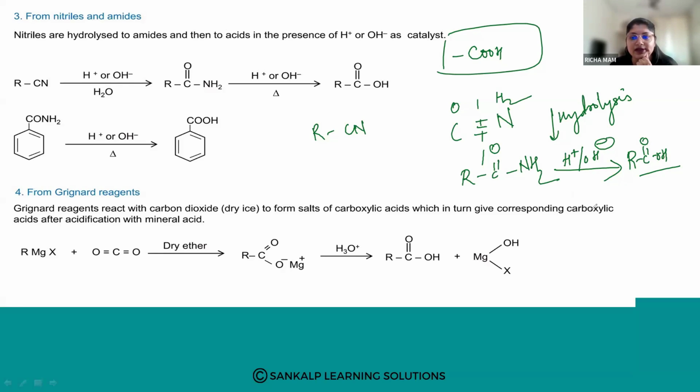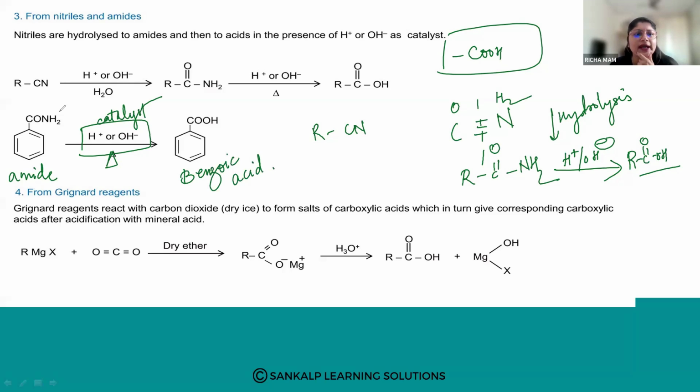Okay, fine. Next, directly from amides, how can you convert? So if you have an amide, and I want to convert it into an acid, what I can do is use H plus or OH minus as a catalyst. Okay, if I heat my amide in the presence of H plus or OH minus as a catalyst, I'm going to get what? Benzoic acid.